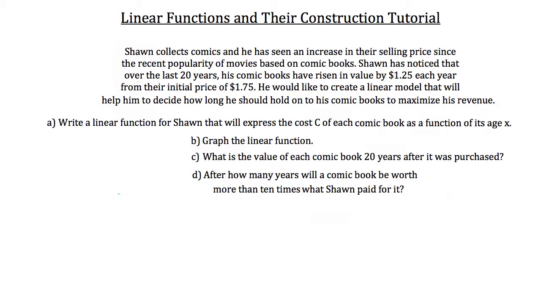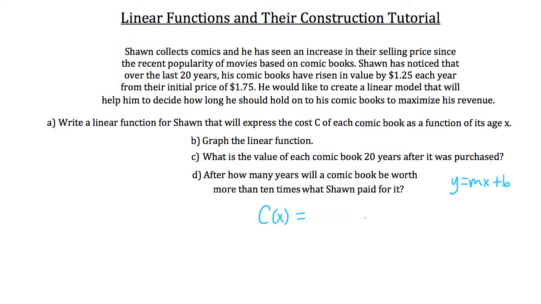So the first question we're asked here is A. Write a linear function for Sean that will express the cost C of each comic book as a function of its age, x. So I know right off the bat we want a function C to express the cost of the comic book as a function of its age, which is going to be our x value. Now consider putting it into our y is equal to mx plus b format, where m is the slope over time and b is our y-intercept. Our y-intercept can be considered the initial cost, essentially, of this comic book, because it's the initial point at which our line enters our graph.